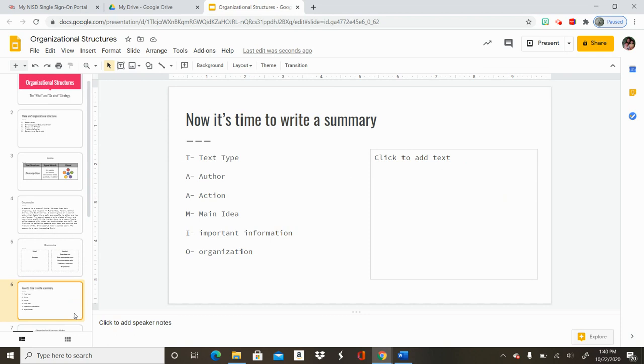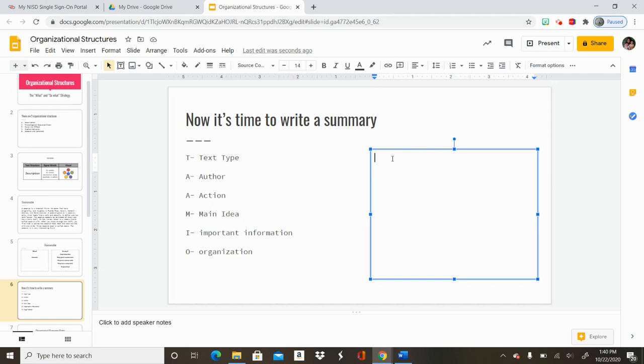So we are still going to use the Tamio. So the text type, the author, their action, their main idea, important information, and the organization. Remember, the organization, that just means we need to use some of the key words from this type of organizational structure to really show the reader that you know exactly the type of writing that you just did. Okay, so let's go ahead and get started with our coconuts.